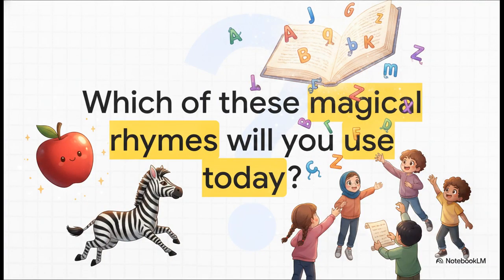And just like that, our journey comes to a close. From red, sweet apples to zebras running fast, we've seen firsthand how powerful structured associative learning can be. So I leave you with this final thought to ponder. Which of these 26 magical rhymes stood out the most to you, and which one are you going to use first to help a little learner today?